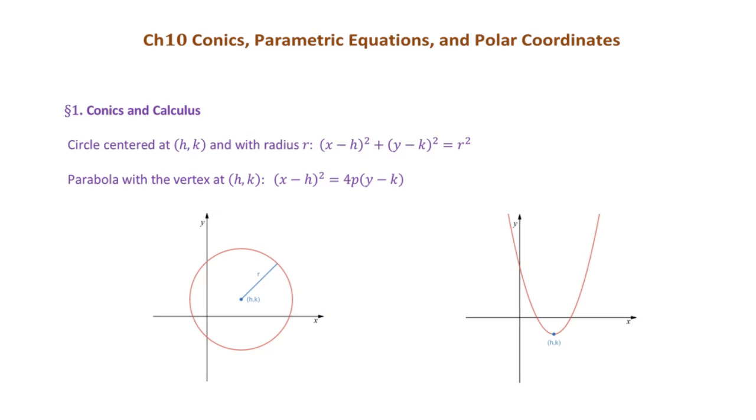I think there's only 2 pages in this section. It's really simple. So we finished chapter 9. We're going to do a few sections in chapter 10. Chapter 10 is about the conics, parametric equations, and polar coordinates. Okay, so we're going to use some parametric equations to describe some geometric objects.